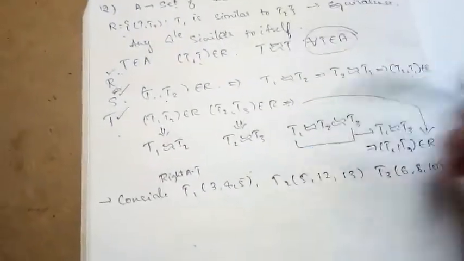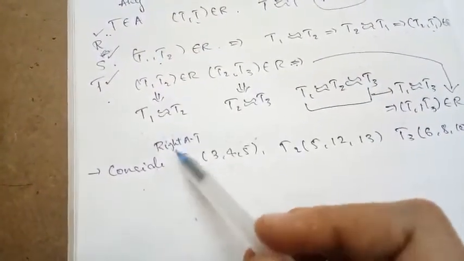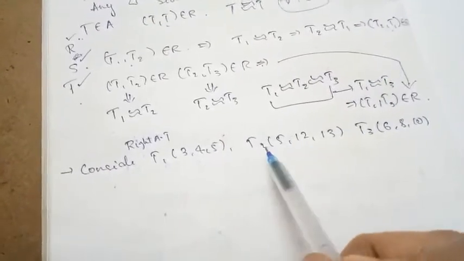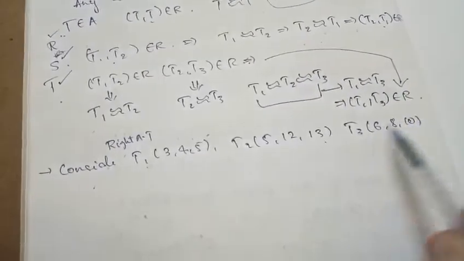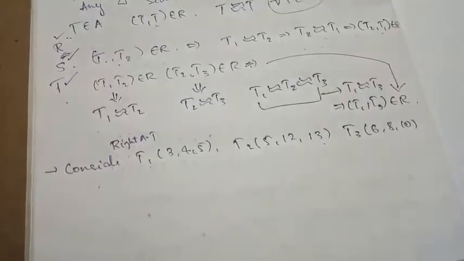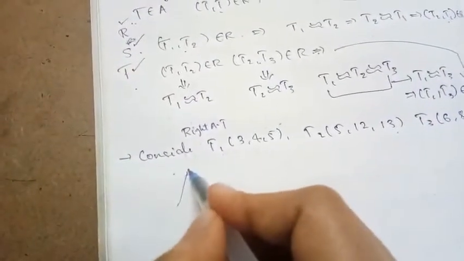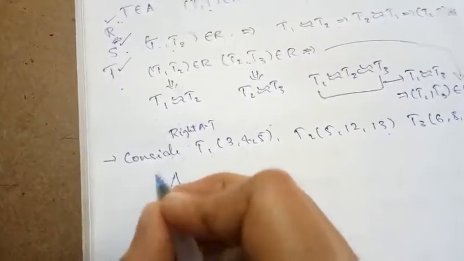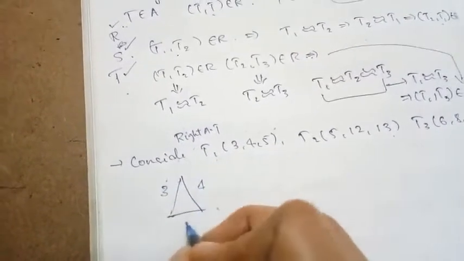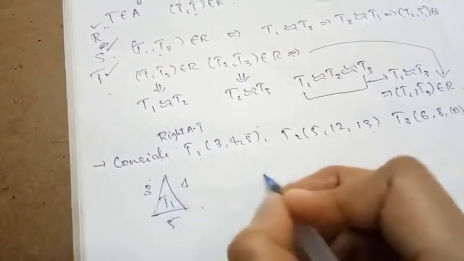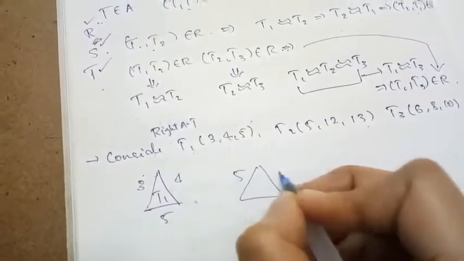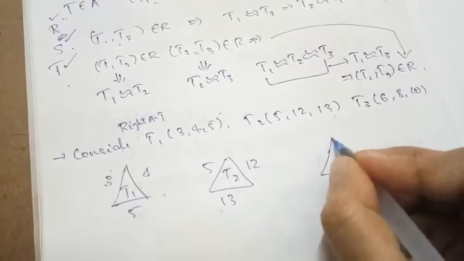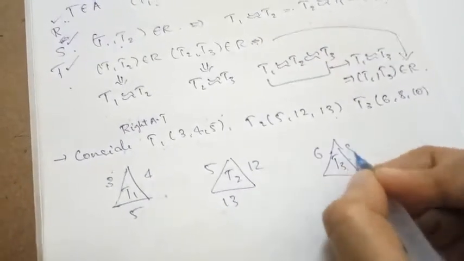Further, as an extension of this question, they have given us three right angled triangles: T1 with the sides 3, 4, 5, T2 with the sides 5, 12, 13 and T3 with the sides 6, 8, 10. So if I go with this order, 3, 4, 5 is T1, another triangle 5, 12, 13 is our triangle T2, and T3 has the sides 6, 8, 10.